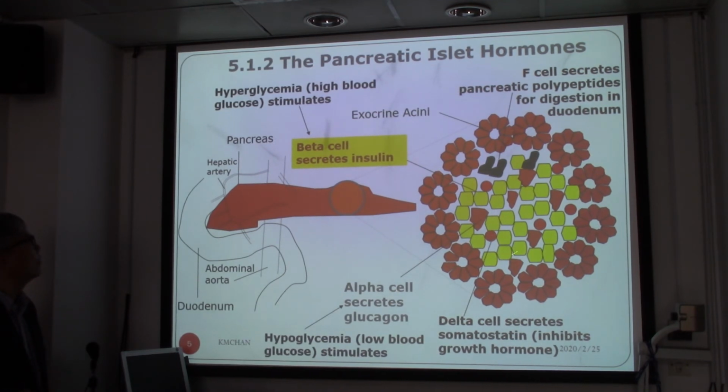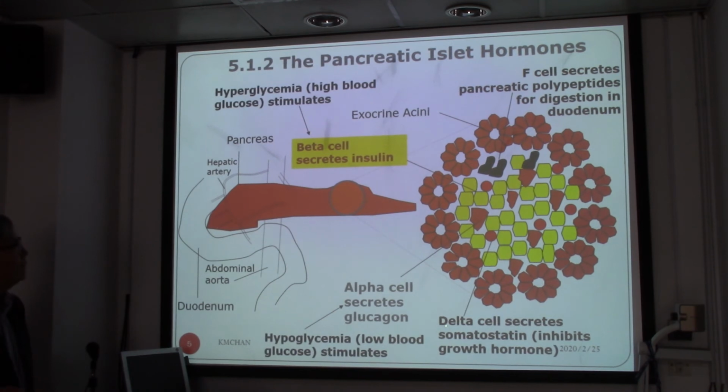The structure of the pancreas is actually right next to the duodenum. So all these exocrine cells would produce enzymes for digestion. These are called other cells. F cells secrete pancreatic polypeptide for digestion in the duodenum. And then these cells also produce a huge amount of enzymes that move into the duodenum after the stomach for digestion. Okay.